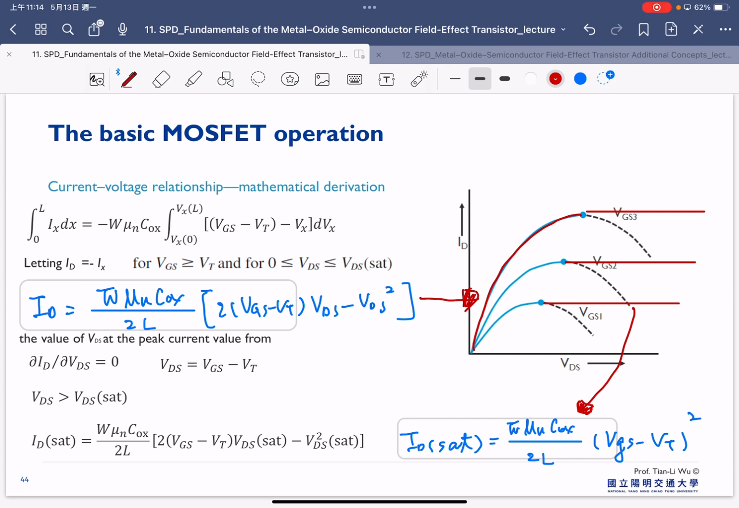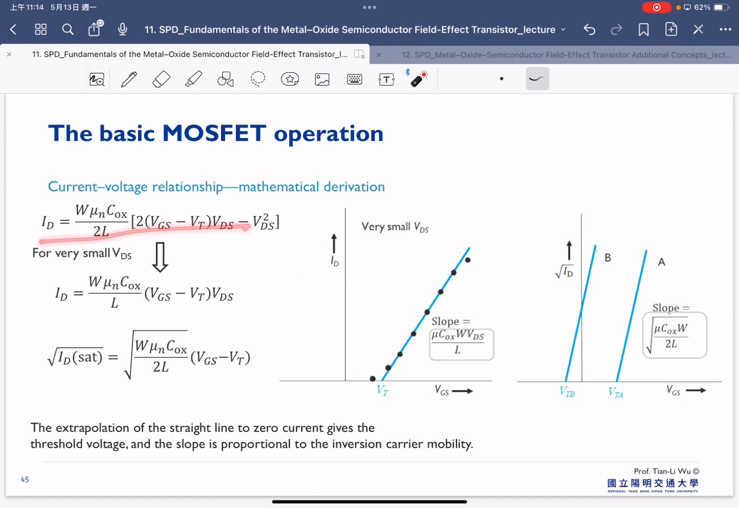And furthermore, we go back to this equation. When we consider very small VDS, this equation can be recalculated as shown here, and therefore we have this correlation, and this correlation allows us to calculate this slope, which will also be equal to this one. So the extrapolation of the straight line to 0 current gives us the threshold voltage, and the slope is proportional to the inversion carrier mobility. So basically, if we plot this versus this, then from the intersection we get the threshold voltage, and from the slope we are able to calculate the mobility.